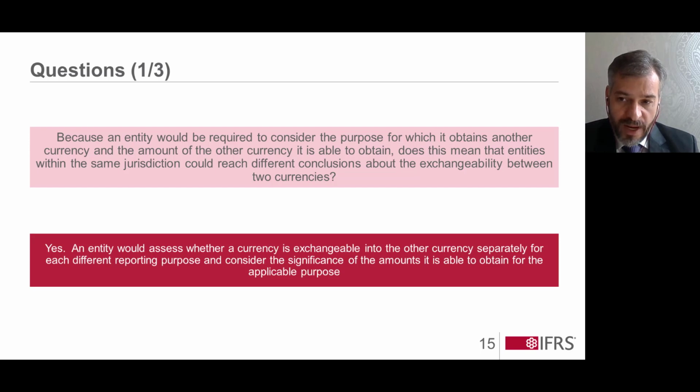Applying the proposed requirements, both companies would assess the significance of this 100,000 units by comparing it to the total amount required to realize their respective net investments. Depending on the amount of the company's net investment in their respective foreign operations, that 100,000 might be insignificant for one company, but not for the other.